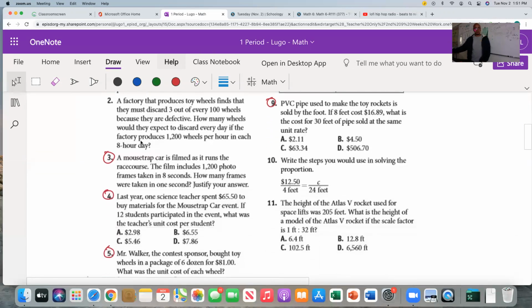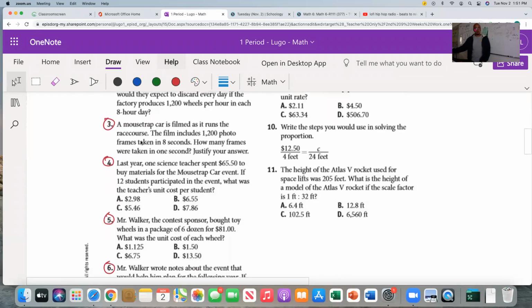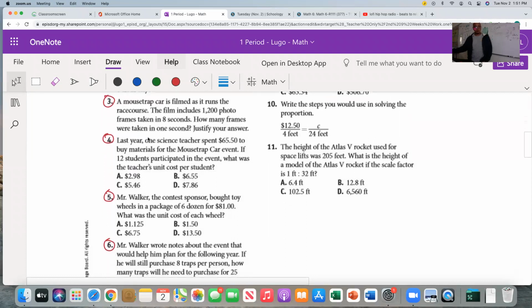Number 3 is very similar. Let's go to number 4. Last year, one science teacher spent $65.50 to buy materials for the event. If 12 students participated, what was the teacher's unit cost per student?